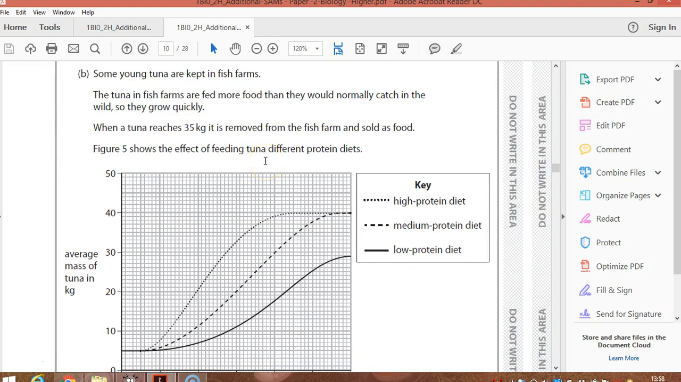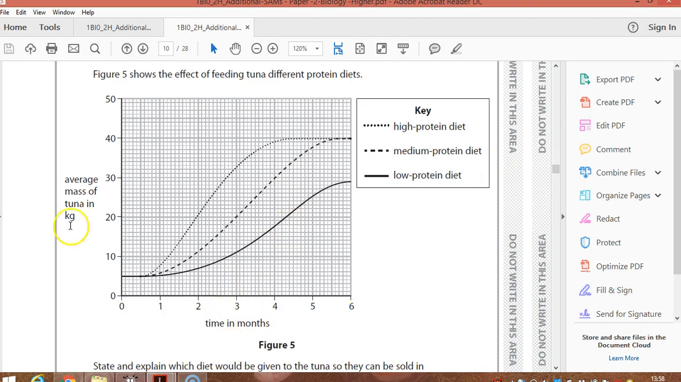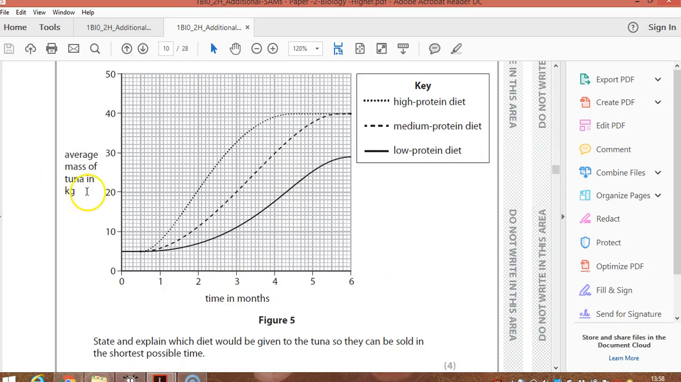Some young tuna are kept in fish farms. The tuna in fish farms are fed more food than they would normally catch in the wild, so they grow quickly. When a tuna reaches 35 kilograms, it is removed from the fish farm and sold as food. Figure 5 shows the effect of feeding tuna different protein diets. So there's high protein, medium protein, low protein. That's the time in months. That's the mass of the tuna, the average mass.